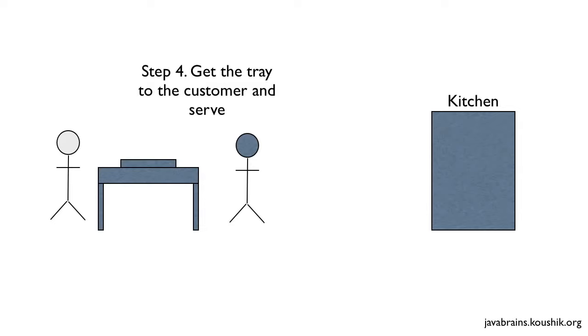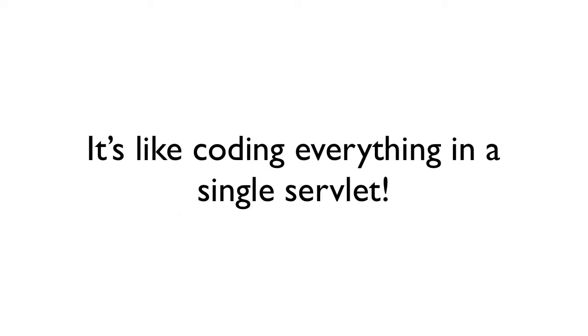Now he happens to have a friend who is a Java programmer, so he gives him a call and tells him about his problem. He says, okay, this is what I need to do for every customer, and I need to do all these four steps for each customer over and over again. His programmer friend tells him, hey, this is actually like coding everything in a single servlet when you're writing a web application. Now, what does he mean by that?